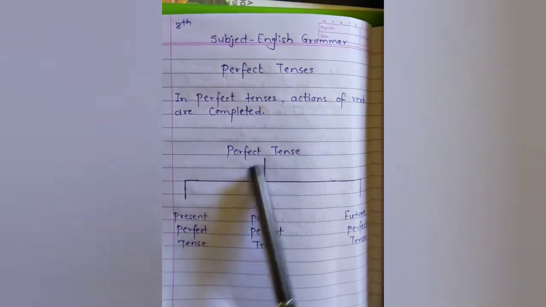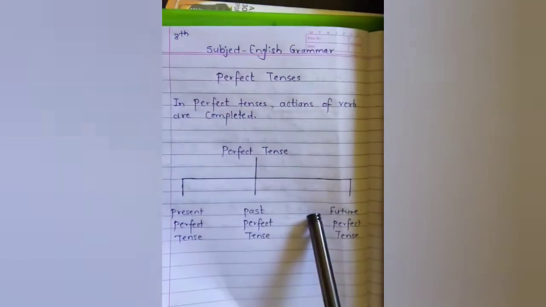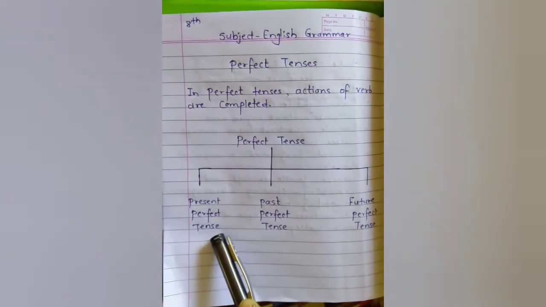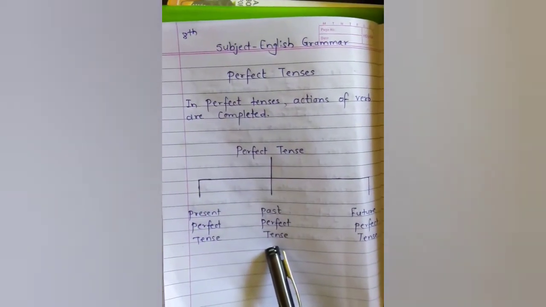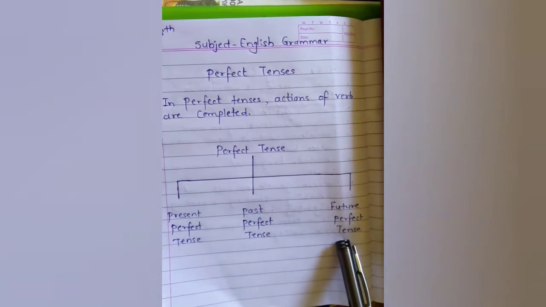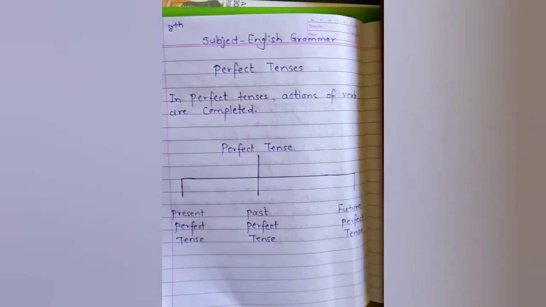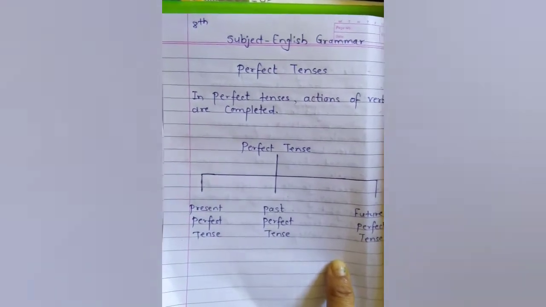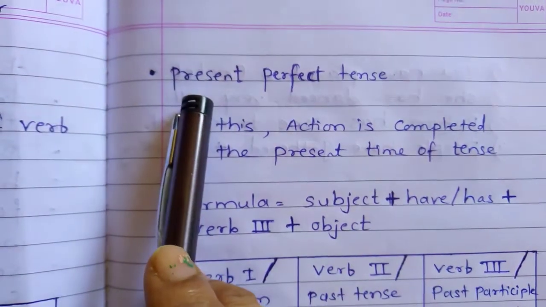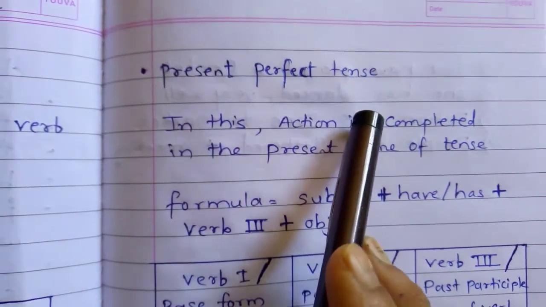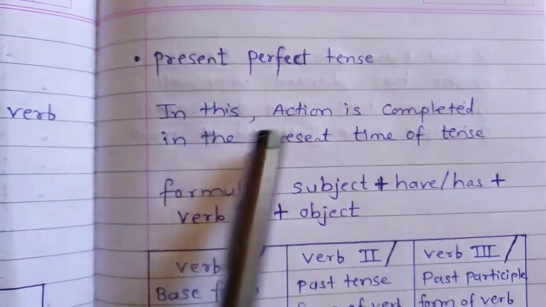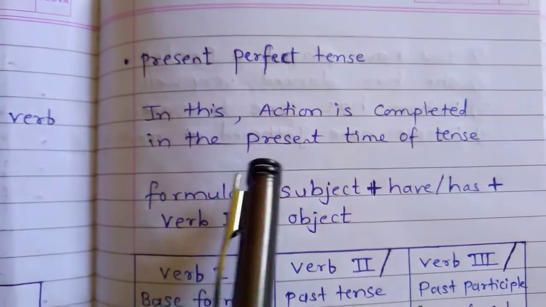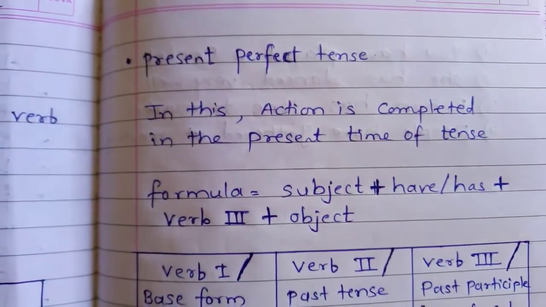Now let us see this chart over here. Here there are three types under perfect tenses. First is present perfect tense, second is past perfect tense, and third is future perfect tense. Now let us understand these three different tenses one by one. So first we will see present perfect tense. In this tense, action of the verb is completed in the present time of tense.